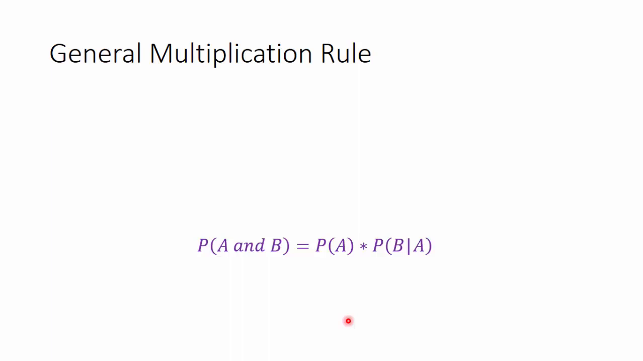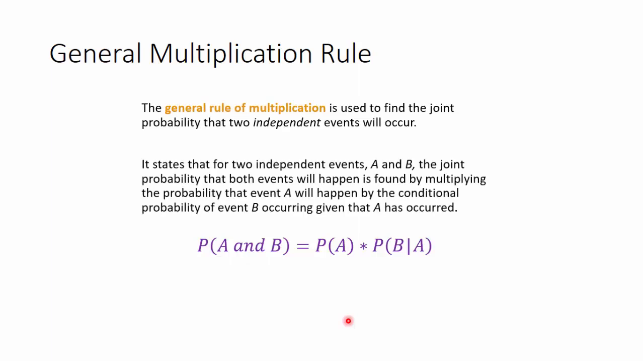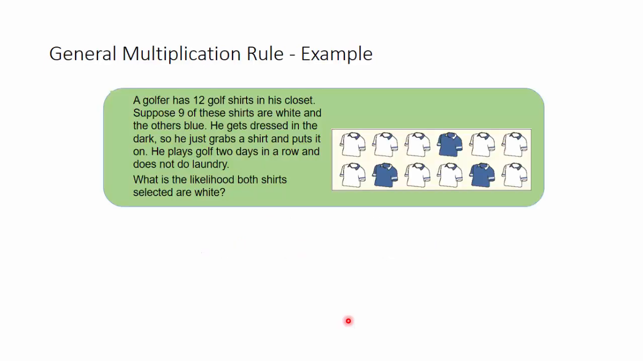The general rule of multiplication states that P of A and B equals P of A times P of B given A, and this is derived from the conditional probability. When two events are not independent, which means the two events are dependent, then there is a joint probability of both happening at the same time, and hence we would use the conditional probability to arrive at the probability of both A and B happening at the same time: P of A times P of B given A.